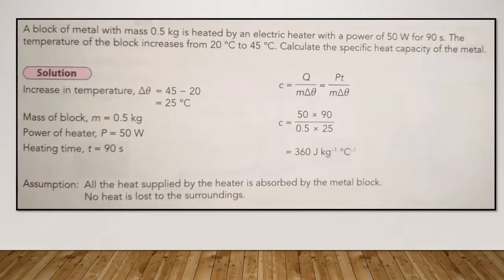Okay, let's try to do question number 1. A block of metal with mass 0.5 kg is heated by an electric heater with a power of 50 watt for 90 seconds. The temperature of the block increases from 20 degrees Celsius to 45 degrees Celsius. Calculate the specific heat capacity of the metal.